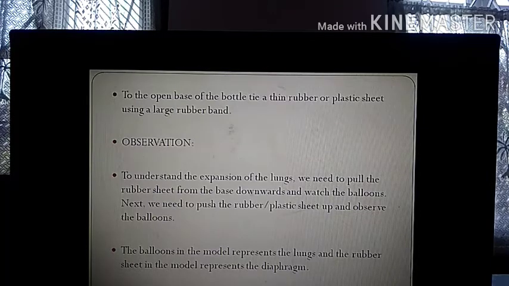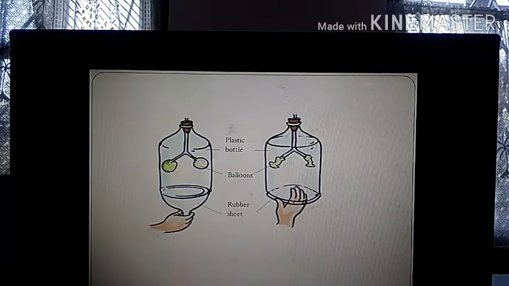So when the diaphragm goes down, what happens? The space in the chest cavity increases. So when the space in the chest cavity increases, air comes in through the windpipe into the lungs. Okay, and when the diaphragm moves up, the space in the chest cavity decreases and air goes out of the lungs. Okay. Yes, so this is the activity.